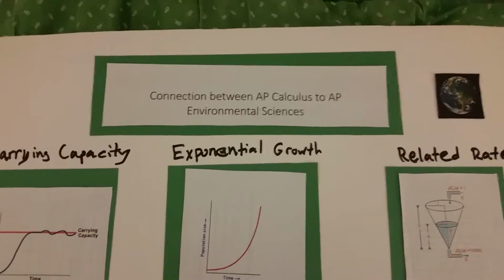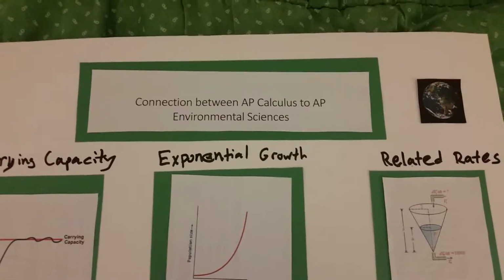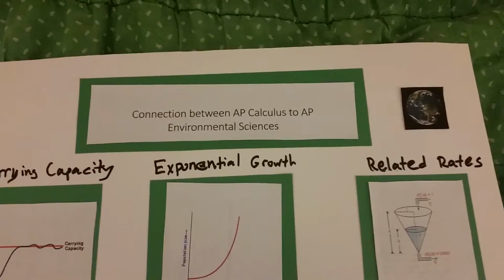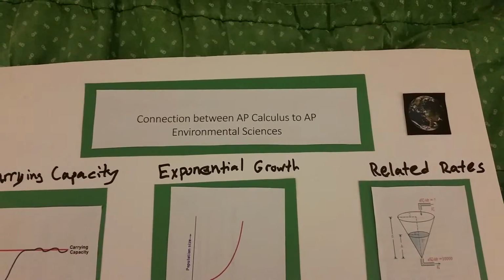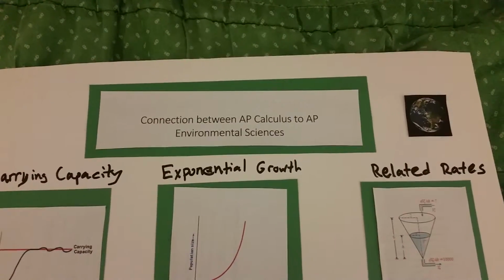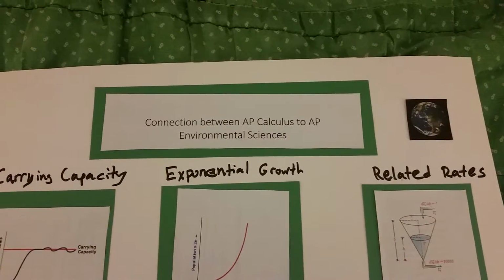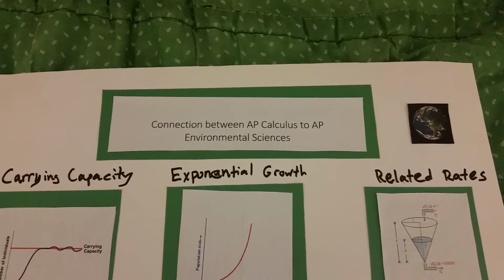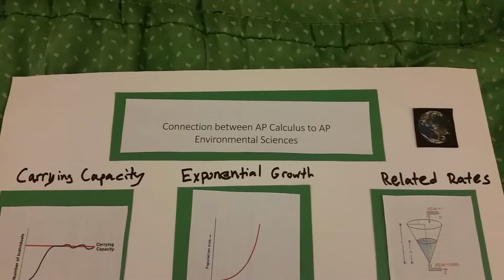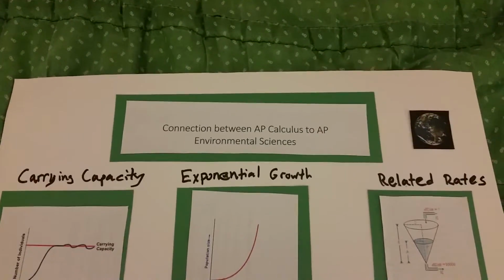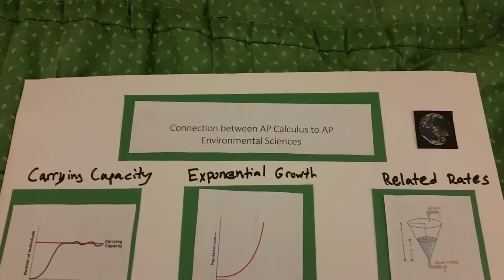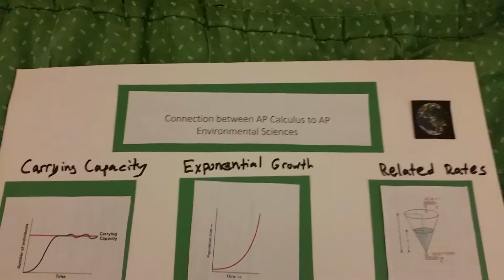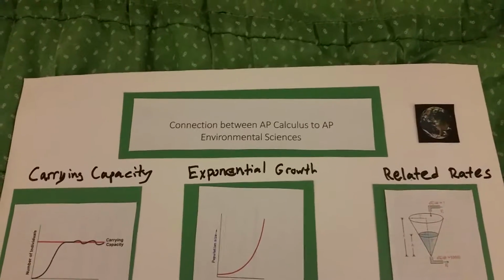So this is a presentation on how AP Calculus is connected to AP Environmental Sciences. AP Environmental Sciences is science that involves how humans affect the environment and what our actions do and how they relate to other species and ecosystems. And it's not really a science that is math based like physics is, but there are still connections to calculus in different ways that you might not think of.